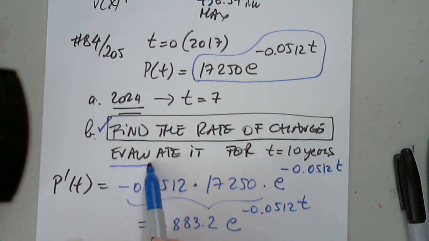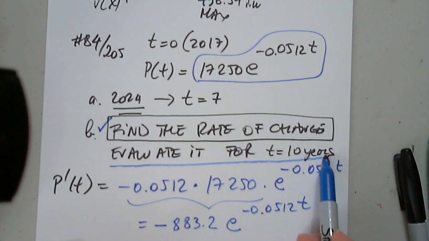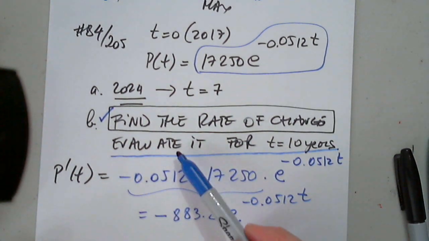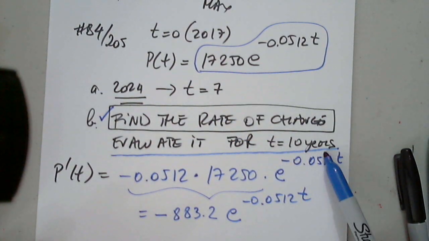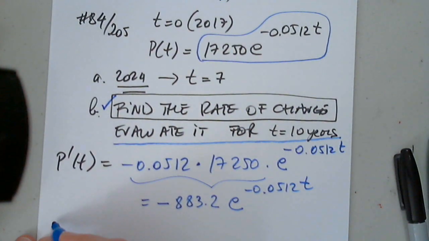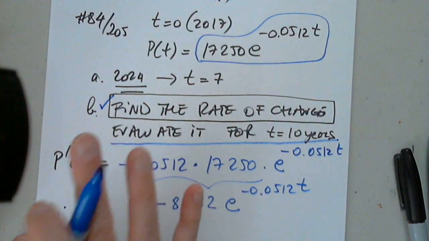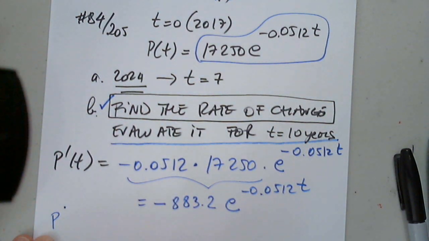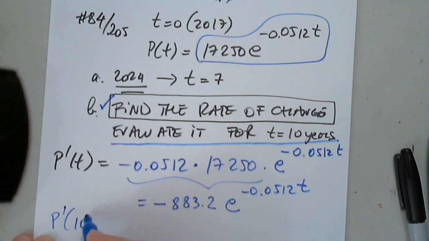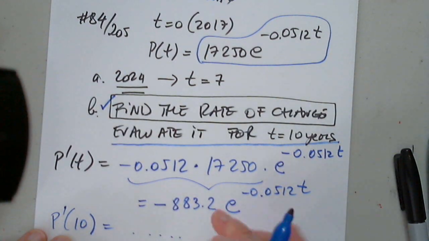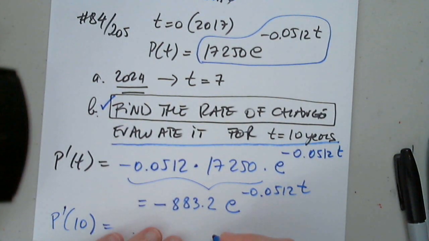Now, what will I have to do if I'm asked to evaluate it when t equals 10? What do I need to do? We just have to plug in t at 10. Yes, in which function? P prime of 10. Good. Whatever number I get, it's going to be negative. What is the measurement unit?